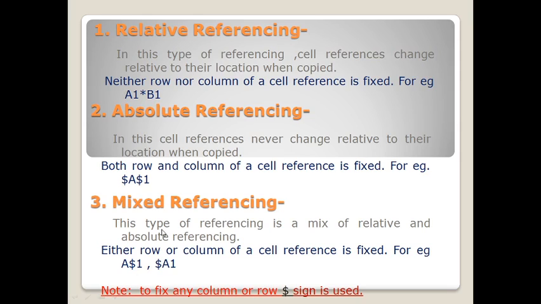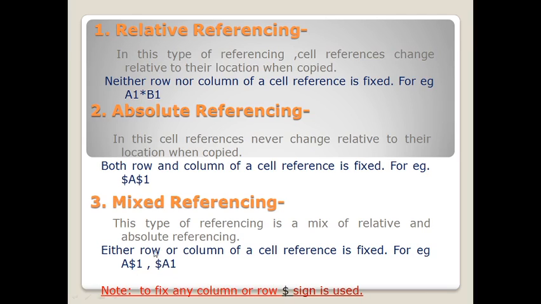Mixed referencing. This type of referencing is a mix of relative and absolute, that is why it is called mixed. In this kind of referencing, either the row or the column of a cell reference is fixed. Means either you can fix a row, or you can fix a column. So if I have written A$1, it means that if I copy the formula in the next rows, what will happen? 1 will not change. It will not change to 2 or 3 or 4 or 5, but A can be changed to column A, column B, column C, column D, column E, because I have not fixed the column, only the row has been fixed.